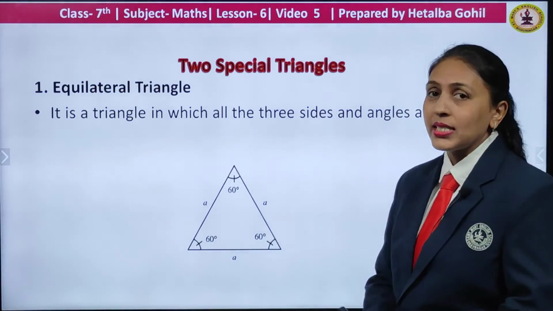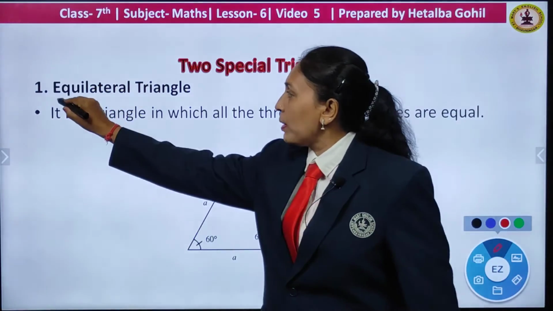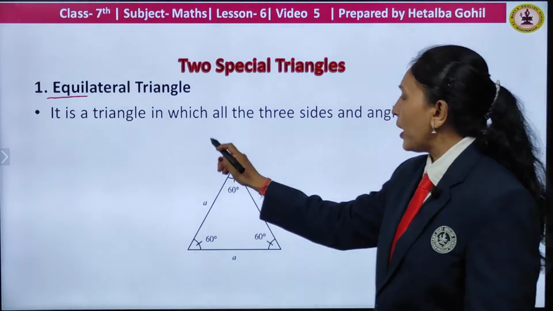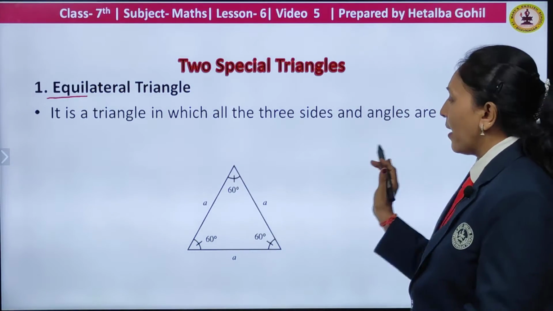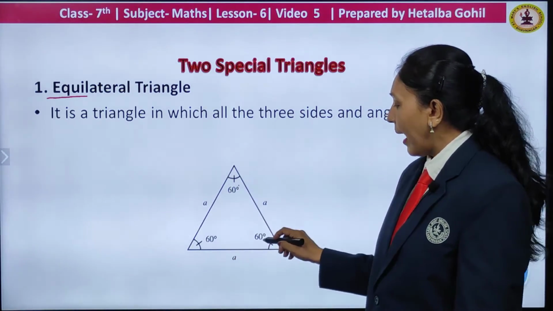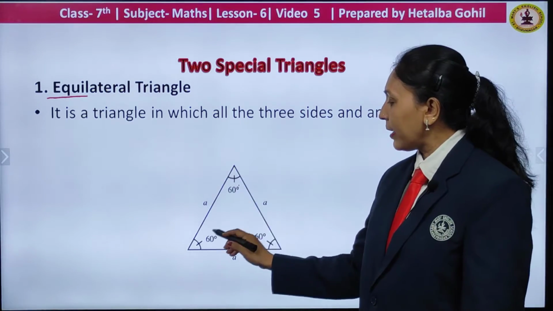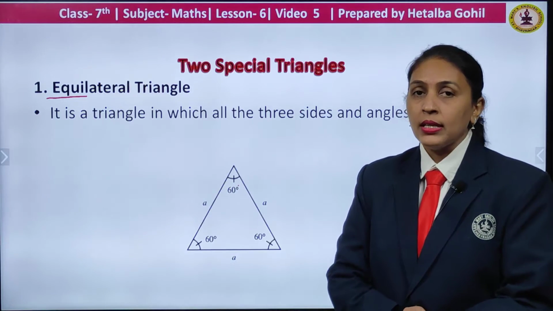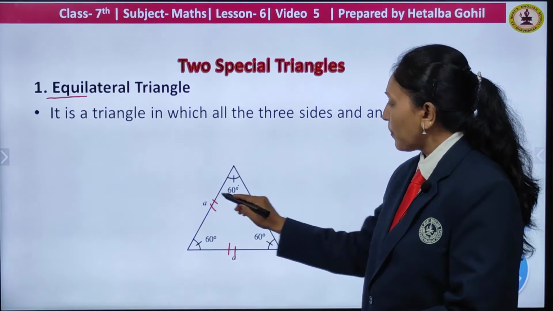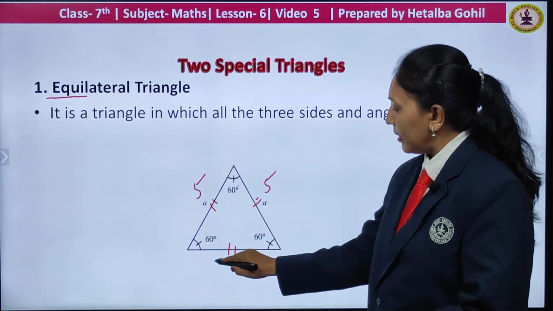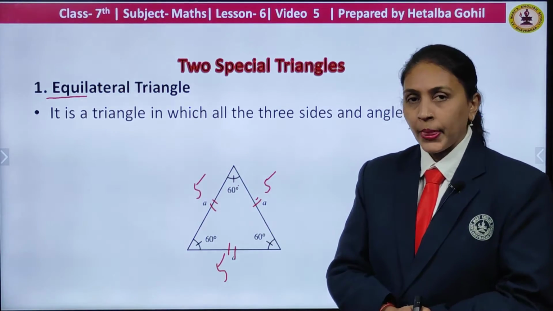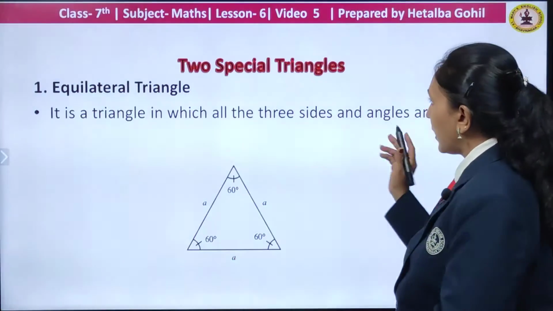The name itself suggests something to you. Equi means something that is equal. So it is a triangle in which all the three sides and angles are equal. You can see here, children, the triangle given here marked with the angle 60 degree each. That means the angles of the equilateral triangle are always of the same measure. Also the sides are of the same measure. Suppose this is 5, that means all the three sides will have the same measure, that is 5 centimeter, meter, whatever it is. Okay, so this is the definition for equilateral triangle.